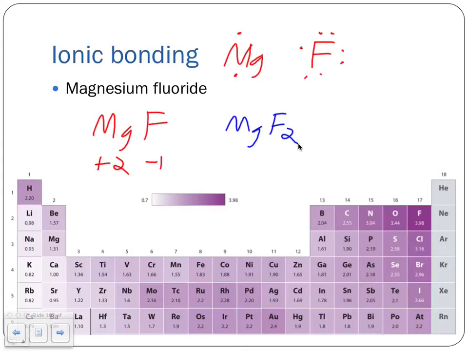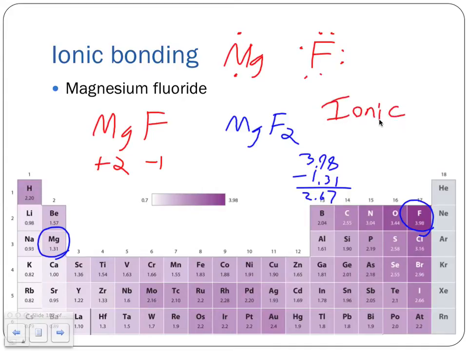But is it ionic or is it covalent? So we turn to the periodic table again. We look at magnesium. 1.31 is our electronegativity for magnesium. Fluorine is 3.98, so we say 3.98 minus 1.31, and pretty clearly that's going to be above 2. That's going to be 2.67, I believe. And since that's larger than 2, this is going to be ionic bonding right here.